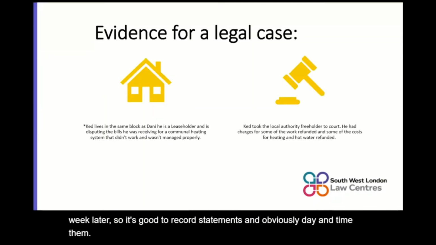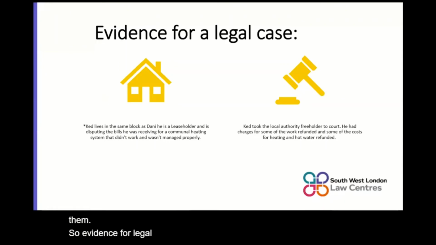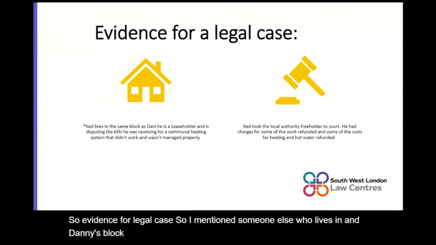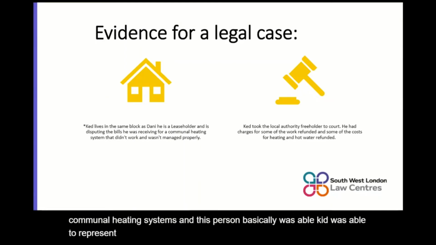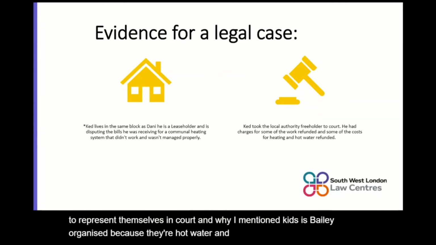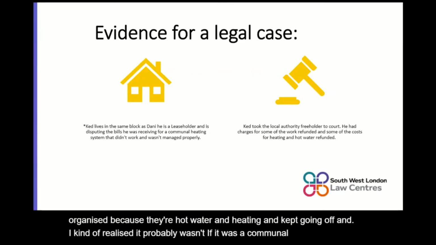So, evidence for a legal case. I mentioned someone else who lives in Danny's block. This is a leaseholder who is disputing bills for communal heating systems. And this person, KED, was able to represent themselves in court. And why I mention KED is they organised, because their hot water and heating kept going off, and they realised that if it was a communal system, it probably wasn't just affecting them.